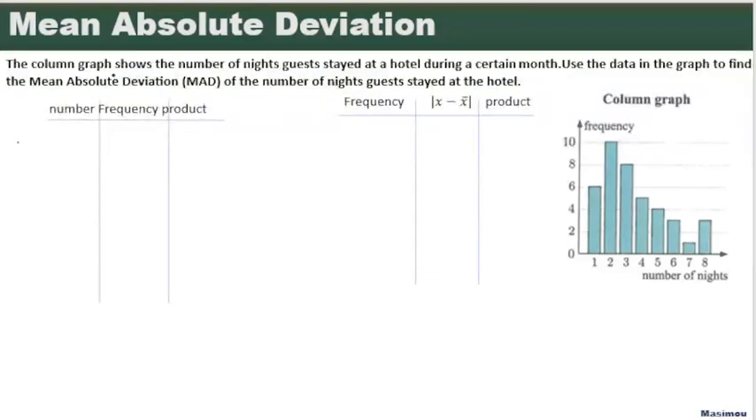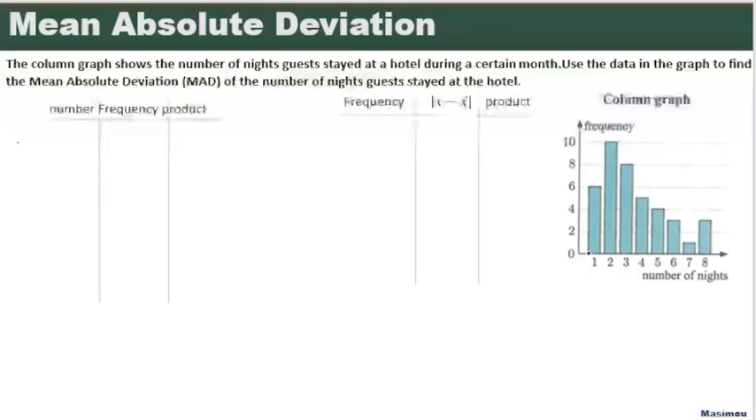Here's what the column graph shows: the number of nights girls stayed at a hotel during a certain month. Use the data in the graph to find the mean absolute deviation of the number of nights girls stayed at the hotel. So first of all, I try to convert this graph into a table.